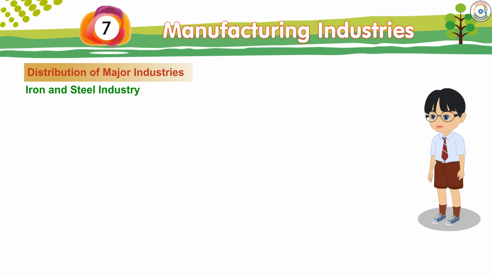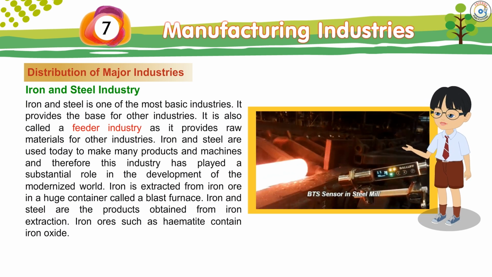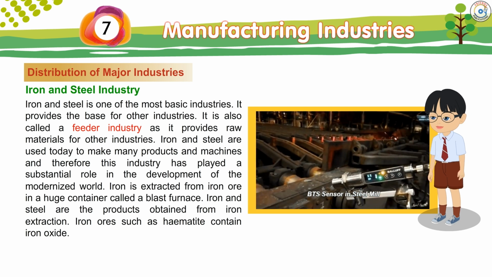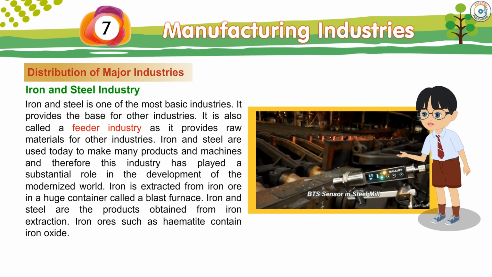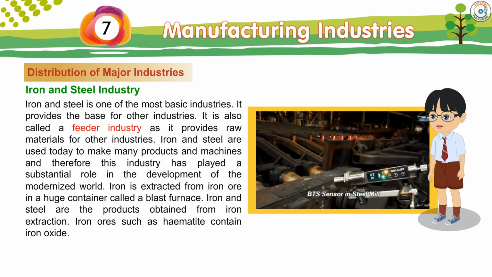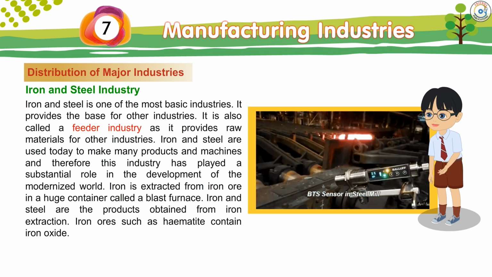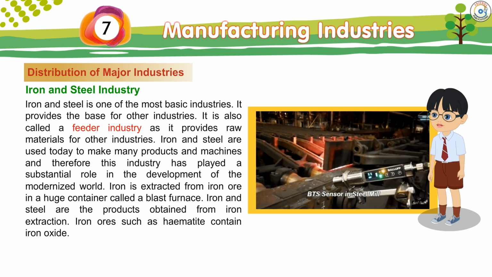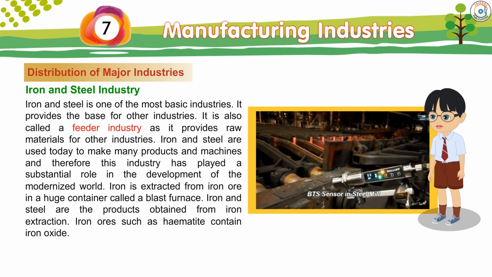Iron and steel industry. Iron and steel is one of the most basic industries. It provides the base for other industries. It is also called a feeder industry, as it provides raw materials for other industries. Iron and steel are used today to make many products and machines, and therefore this industry has played a substantial role in the development of the modernized world.